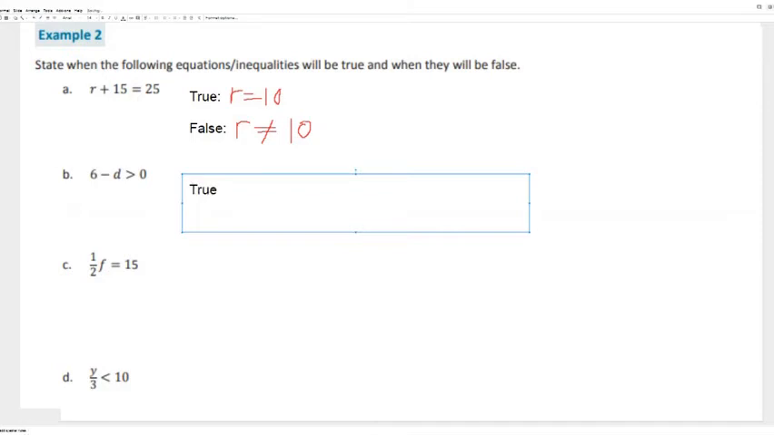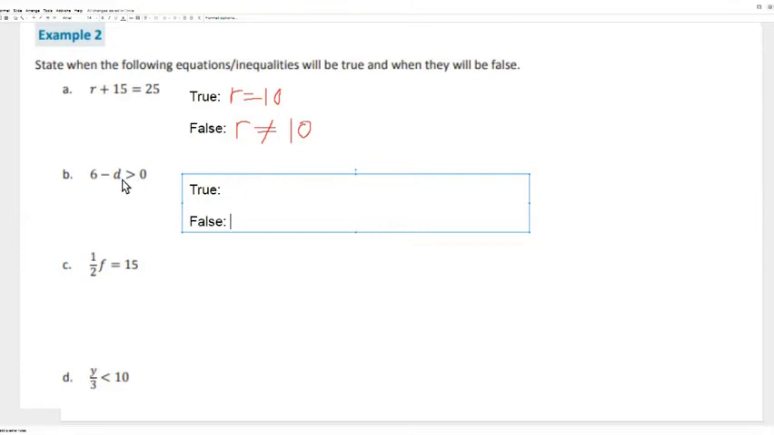Same thing for our next one, but now we have an inequality. We have 6 minus d is greater than 0. What would make it true? If I put 1 in here, that'd be 6 minus 1 is 5. 5 is greater than 0, so yeah, that would be true.